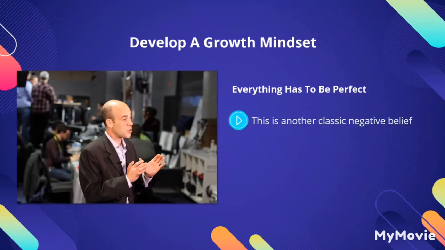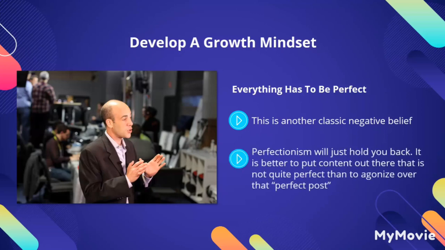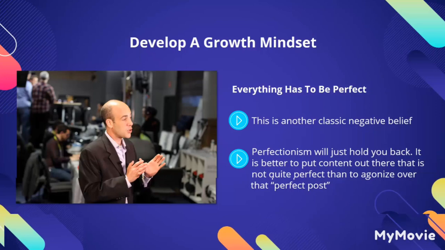This is another classic negative belief. Facebook marketers think that they have to create perfect content every time. Perfectionism is a real success killer. There is no such thing as perfect Facebook content. Perfectionism will just hold you back. It is better to put content out there that is not quite perfect than to agonize over the perfect post. You will end up posting nothing with this belief. Just add regular posts and then use Facebook Insights to test your engagement levels.